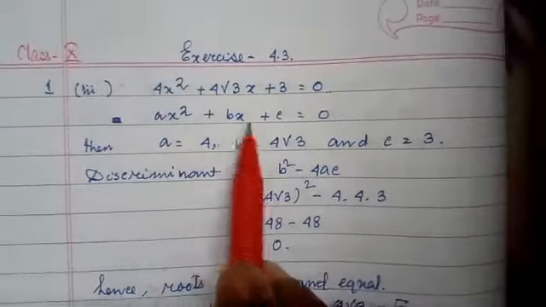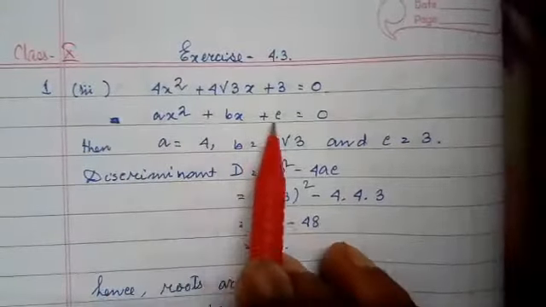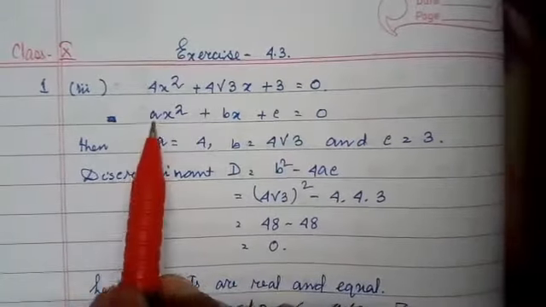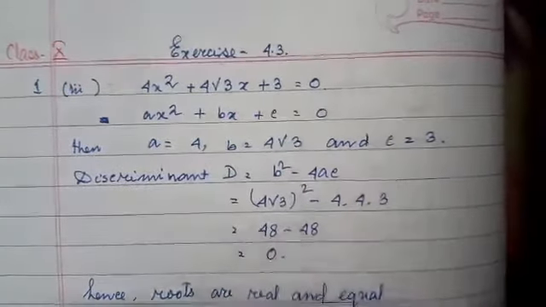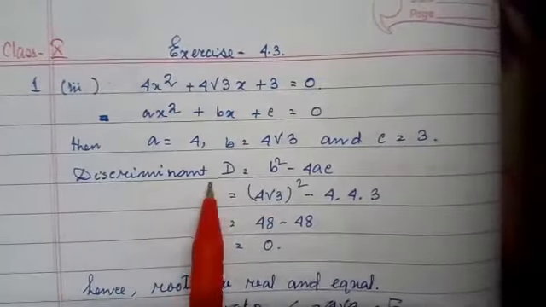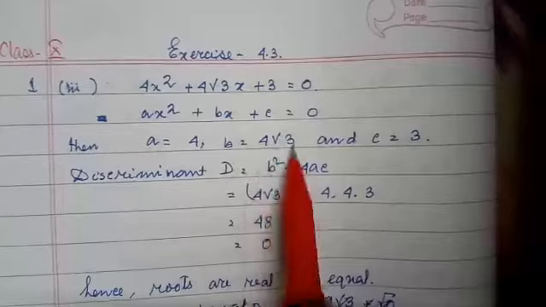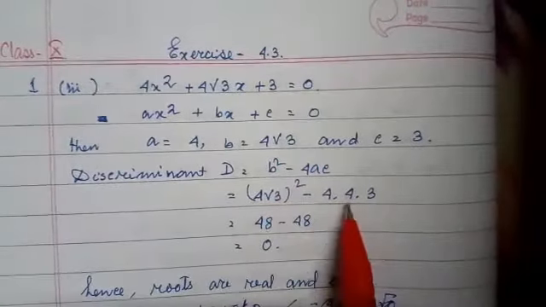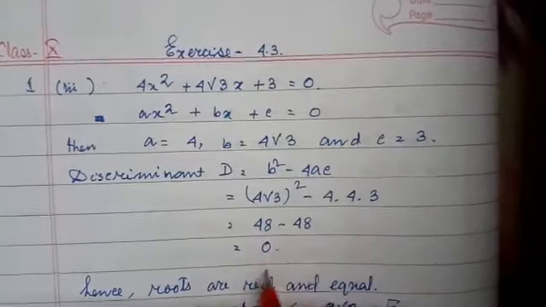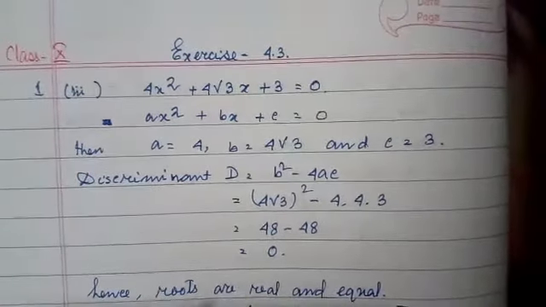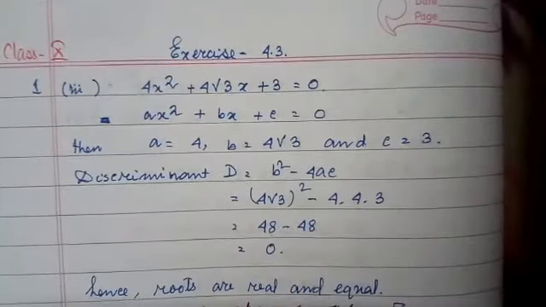Let us compare the given equation with the standard form of quadratic equation, ax square plus bx plus c is equal to 0. Then we have a is equal to 4, b is equal to 4 root 3 and c is equal to 3. Then discriminant d is equal to b square minus 4ac. So b square, 4 root 3 whole square, minus 4 into a means 4, c means 3. So 48 minus 48, that is equal to 0. And as d is equal to 0, the roots are real and equal.